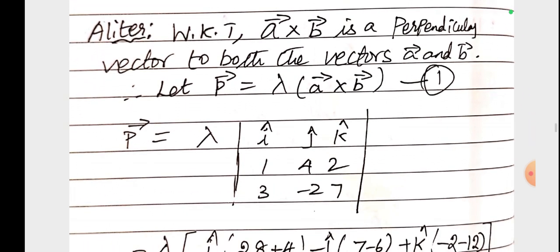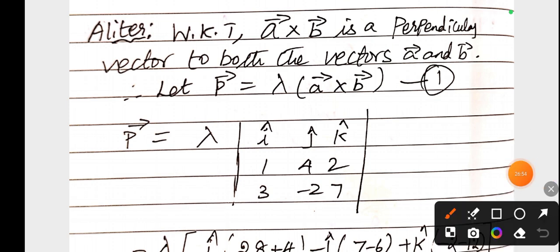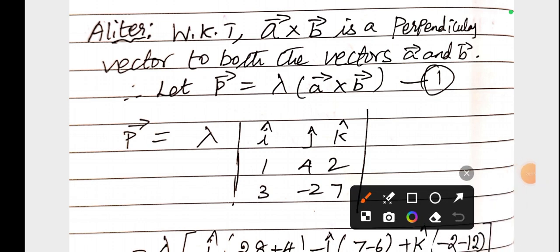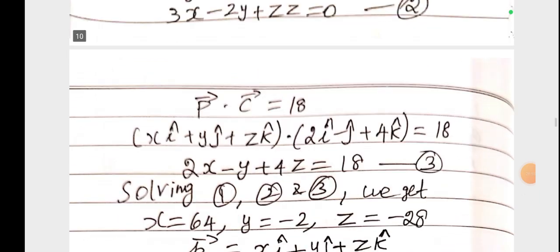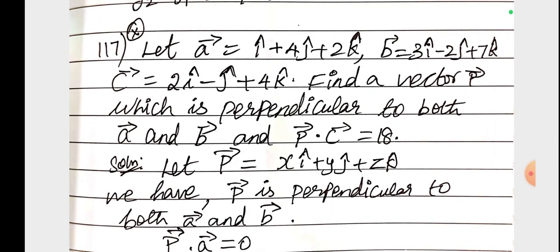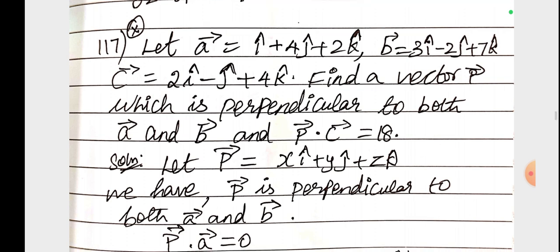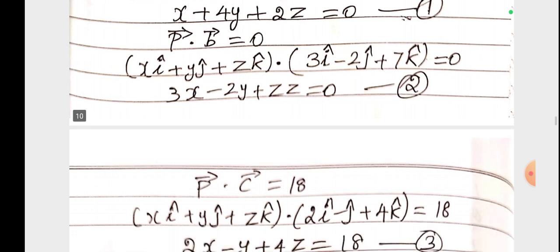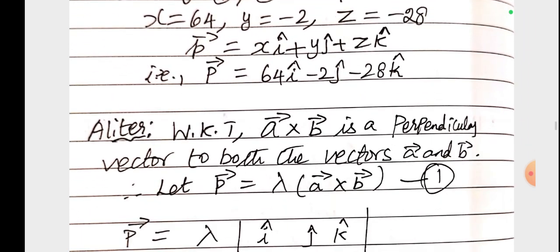What is the other method? This is the one I actually prefer, a shorter method, but you have to understand it. Going back to the question, read what they have asked: find a vector P which is perpendicular to both A and B. We want to find a vector that is perpendicular to both A and B.